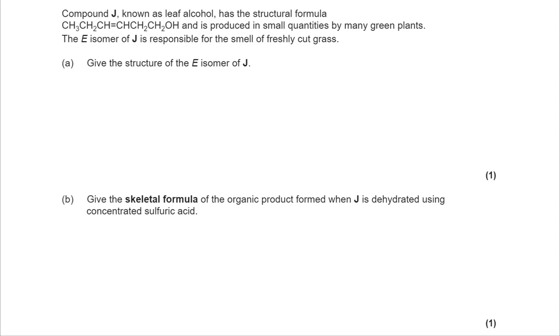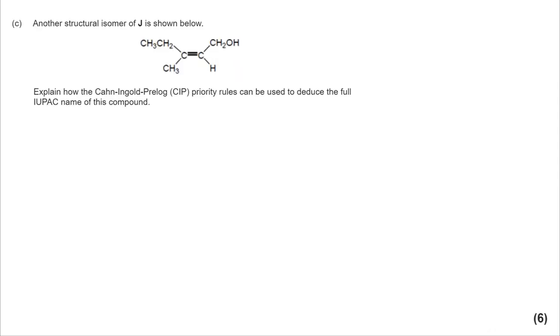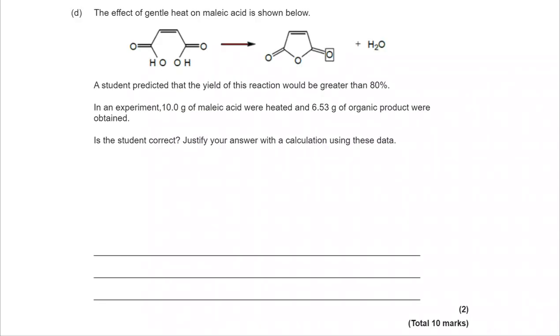This is an AQA A-level chemistry question based around the topic of nomenclature and isomerism. Have a go at each section, pausing as you go, and then we can review your answers. Here's parts A and B, part C, and finally part D. In total, a 10-mark question.